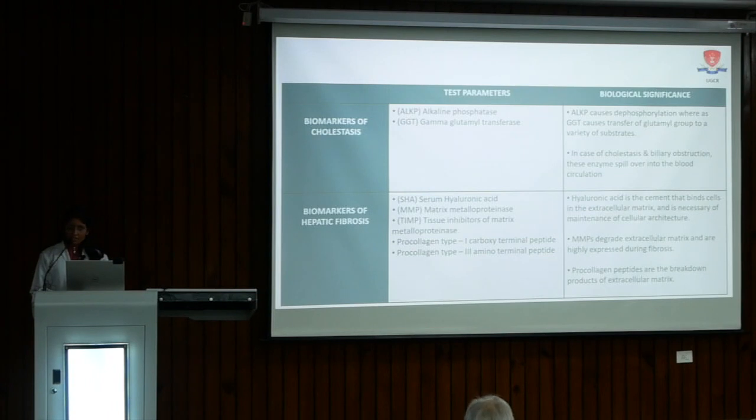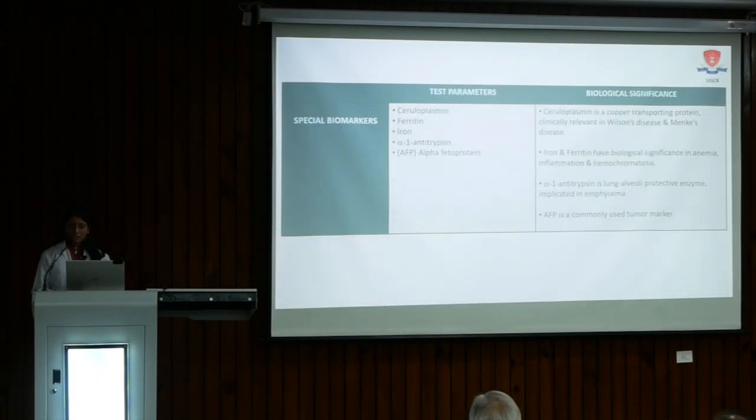The significance is high. Hyaluronic acid is a cement that binds cells in the extracellular matrix and is necessary for the maintenance of the cellular architecture. Matrix metalloproteinase degrade the extracellular matrix and are highly expressed during the fibrosis. And the procollagen peptides are the breakdown products of extracellular matrix.